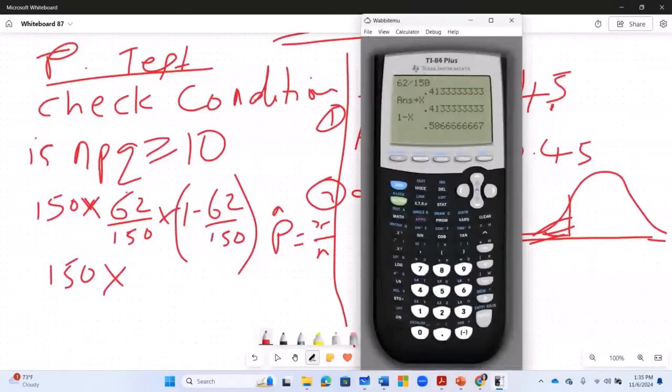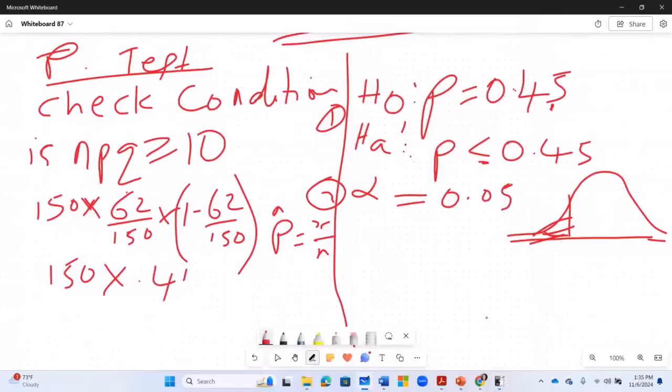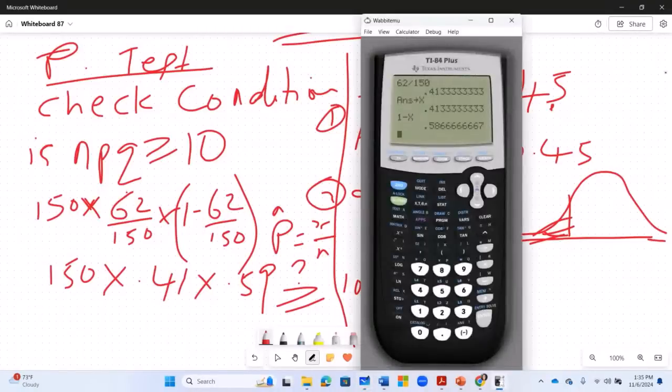Look at my calculator again. So it is 0.41 multiplied by 0.59. And when I multiply this, I am checking this condition: is this greater than 10? Is the variance of this sample greater than 10? That's what I'm checking. I must check this condition before I do a proportion test. You are expected to check it anyway.